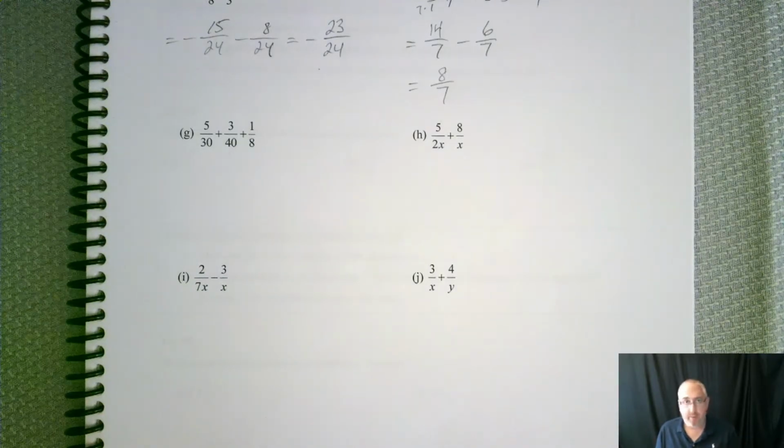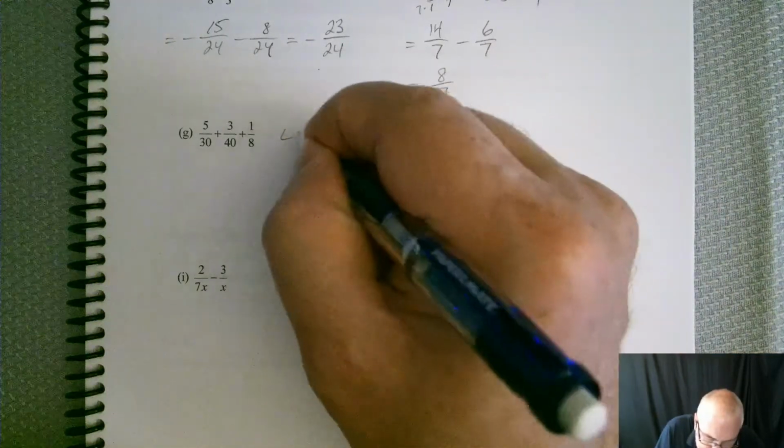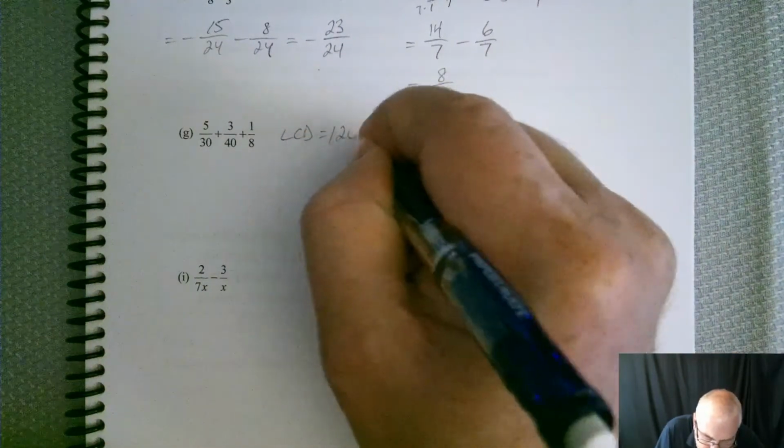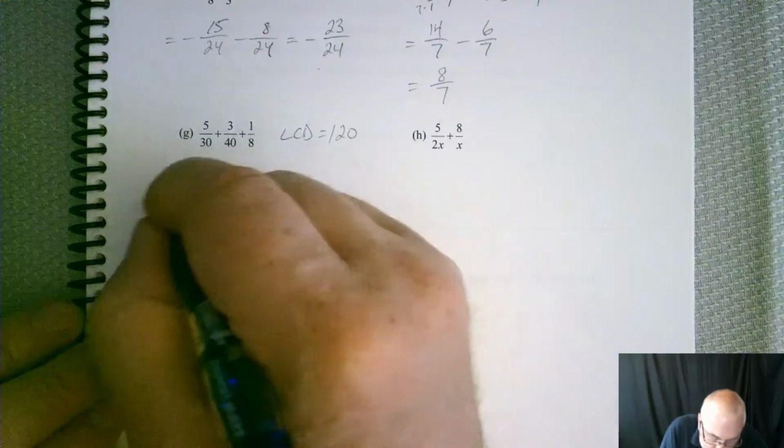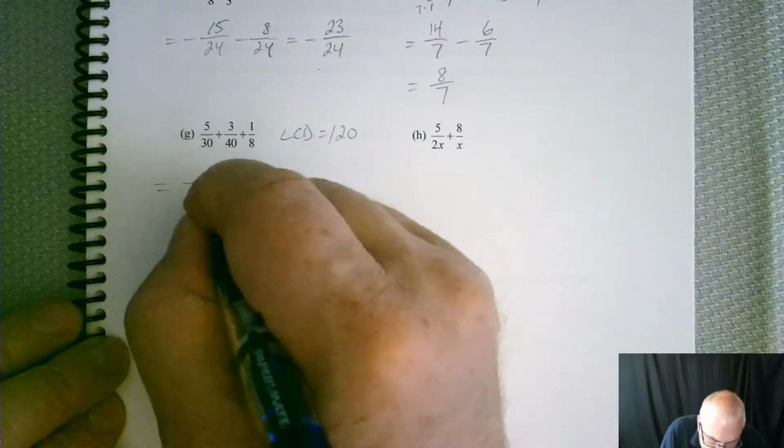Well, 30 doesn't go into 40 evenly, so what's the next multiple? That'd be 80. 30 doesn't go into 80, so the next multiple would be 120. 30 goes into 120, so that's our LCD. And so now all of our denominators have to change to 120s.